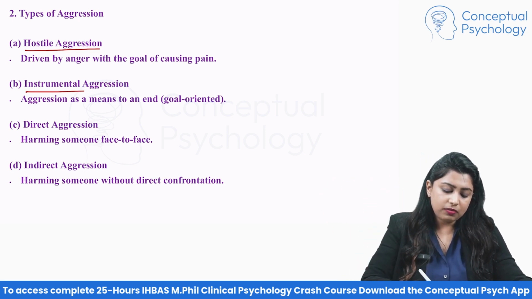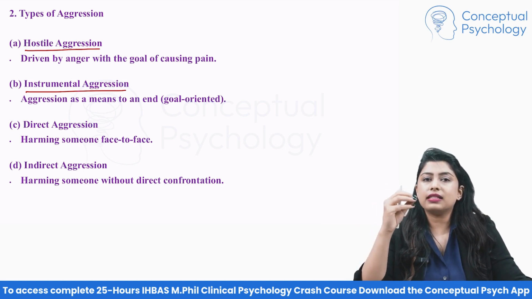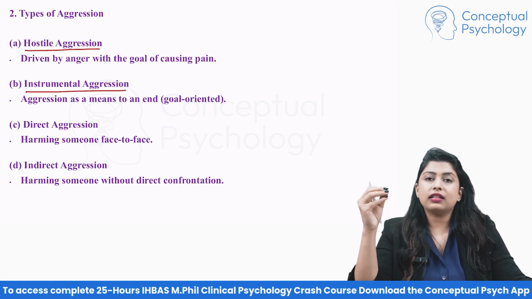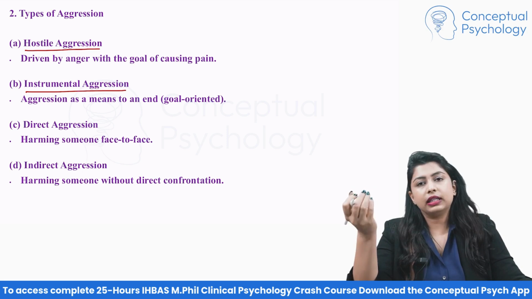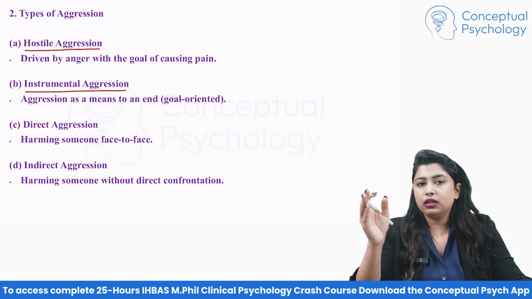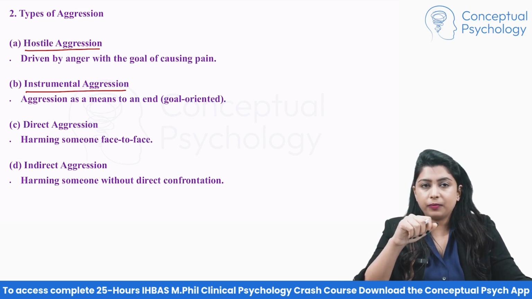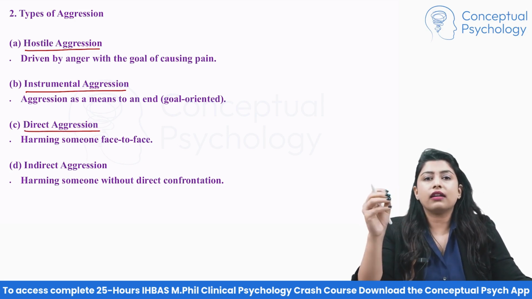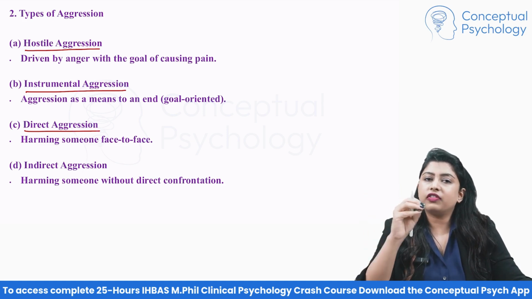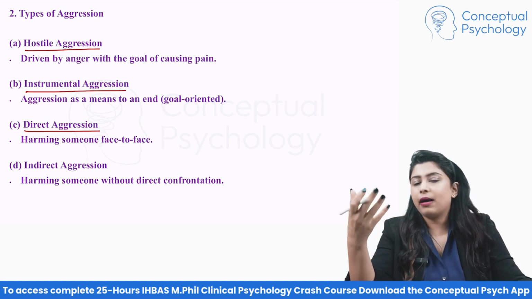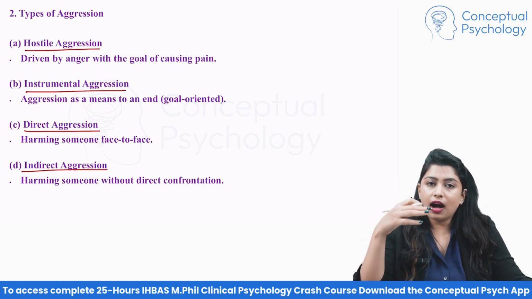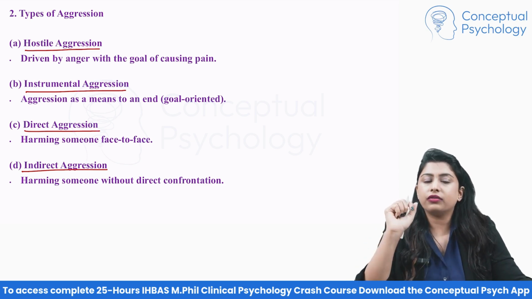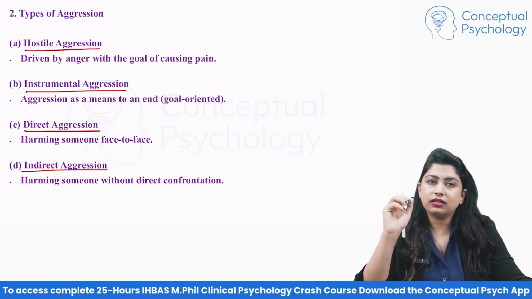The second is instrumental aggression, which is a means to an end, right? It is goal oriented. So a robber hits a guard to steal the money. The harm is not the main goal, it's a tool to achieve the theft. Then there is direct aggression, where you're harming someone face to face, insulting or slapping someone directly. Then there is indirect aggression, where you are harming someone without direct confrontation. So maybe spreading rumors about a colleague to damage their reputation.